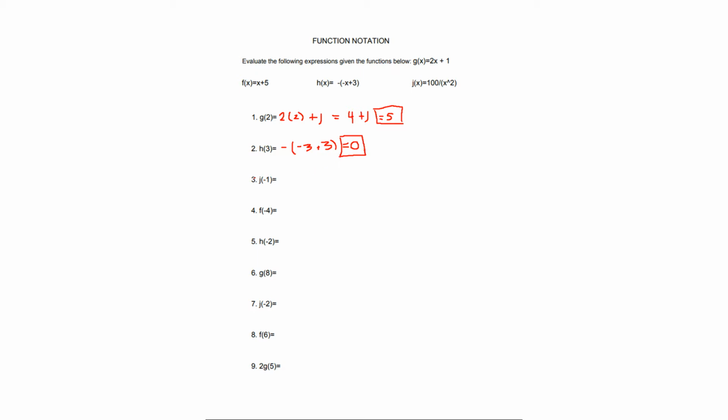Number 3, j of x when x is equal to negative 1. If you plug in negative 1, it's 100 over negative 1 squared. And negative 1 squared is just 1. So it's 100 over 1. And 100 over 1 is just 100.